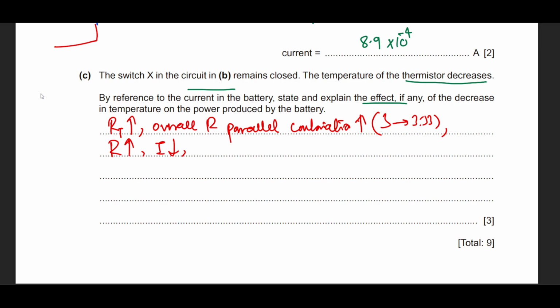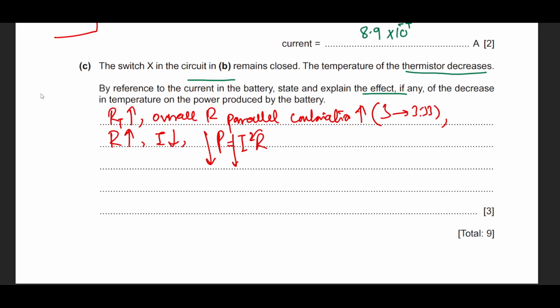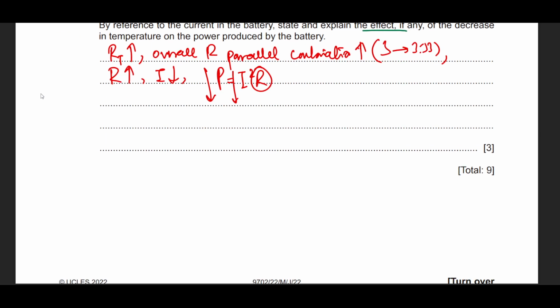Now, when the current decreases, the formula for power is P equals I squared R. So when the current is decreasing, the power is also going to decrease. Now, there could be an argument for this: the overall resistance of the circuit has increased. You see, previously the total resistance was 9 kilo ohms. Today, with my assumed example, it is 9.33 kilo ohms. So the resistance is increasing. Then why is the power not being affected?